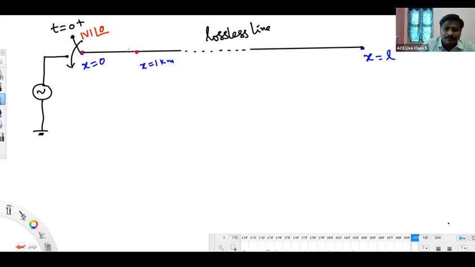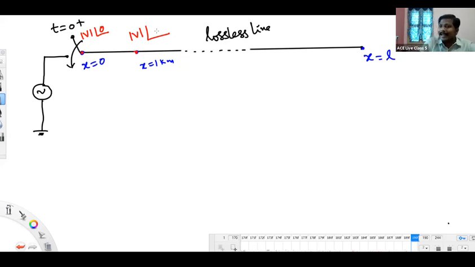Yes or no? Yes, fine. Now, even after reaching 1 kilometer length, the magnitude of the voltage will be the same because it's a lossless line. There is no attenuation, no change in the wave magnitude. So the magnitude of the voltage will remain mod V. But how is the angle? That's the question.